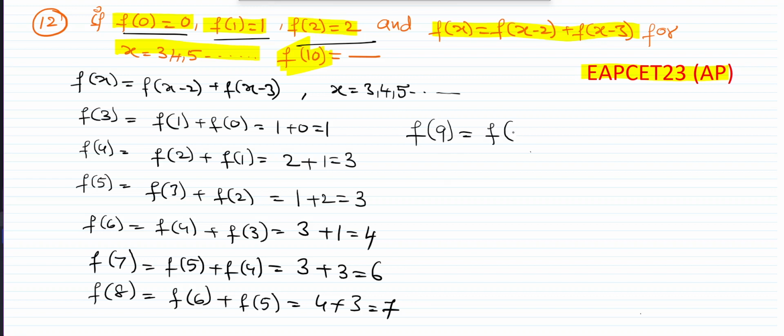This is f of 9 minus 2, f of 7, plus f of 9 minus 3, f of 6. F of 7 value is 6, plus f of 6 value is 4. 6 plus 4 is equal to 10. Now find f of 10.